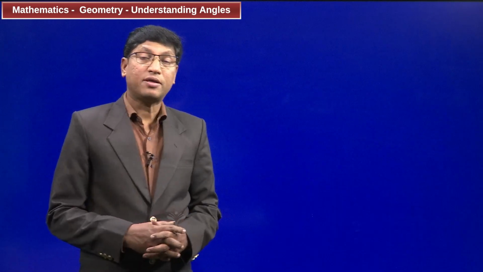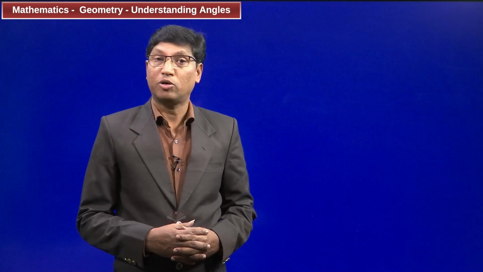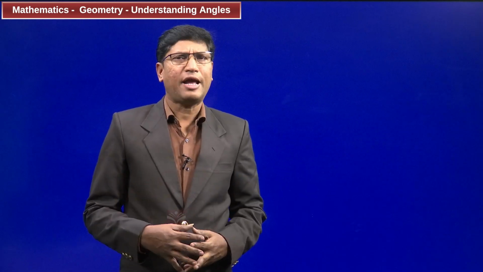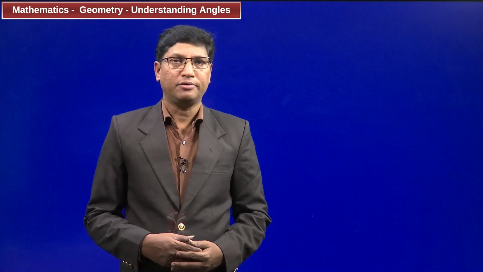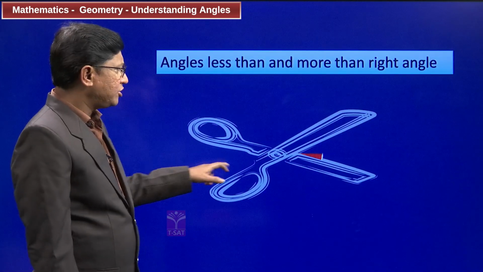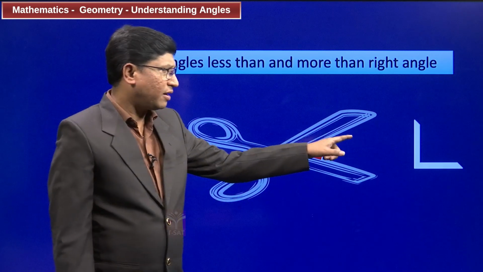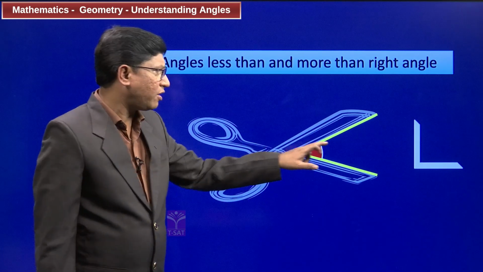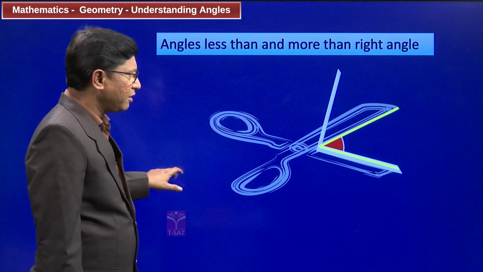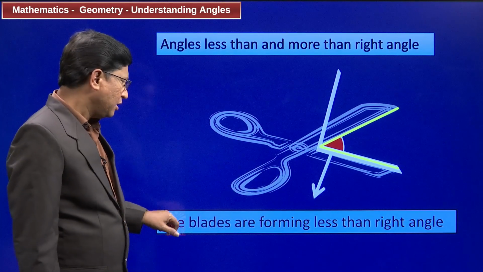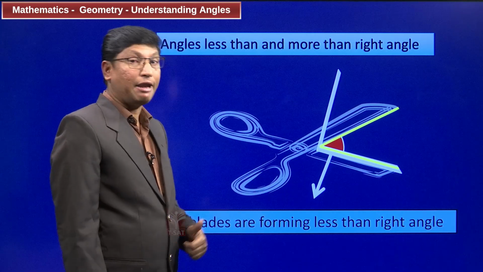So till now we have discussed a right angle, okay, and also angles that we come across in our daily life. Now let us see the angles which are less than a right angle and more than a right angle. So here take a look at this scissor. An angle is obtained here, right? So that is exactly a right angle. Now I'll superimpose that right angle over this angle. What do you see? That is less than 90 degrees, right? So these 2 blades form an angle which is less than 90 degrees.